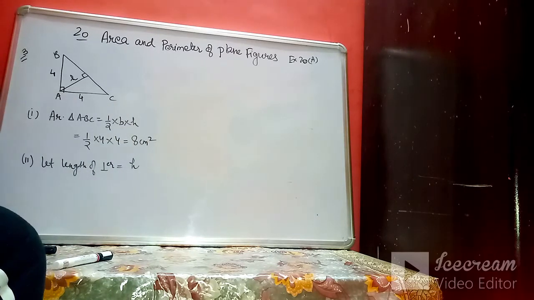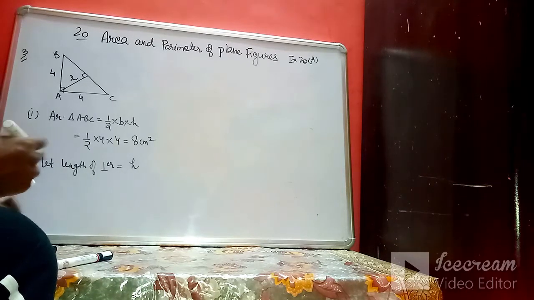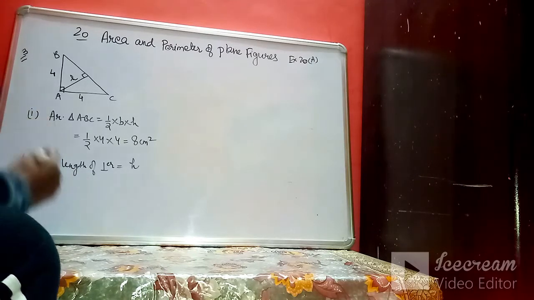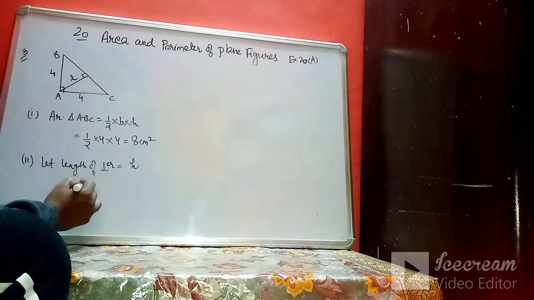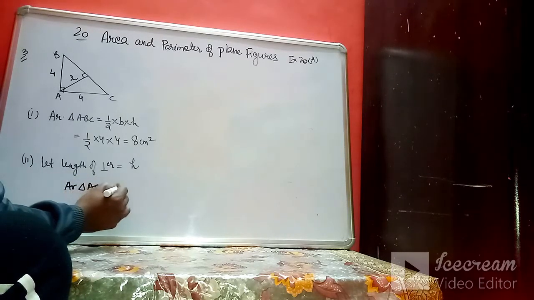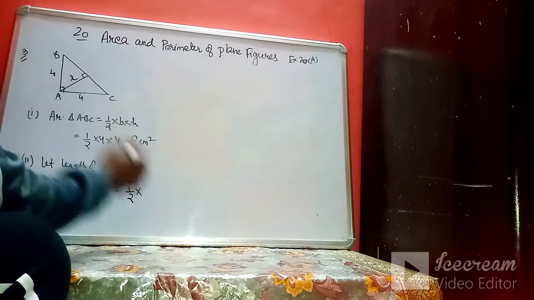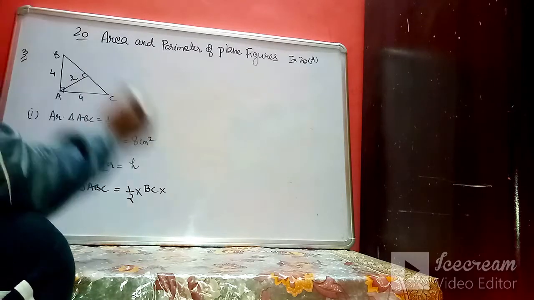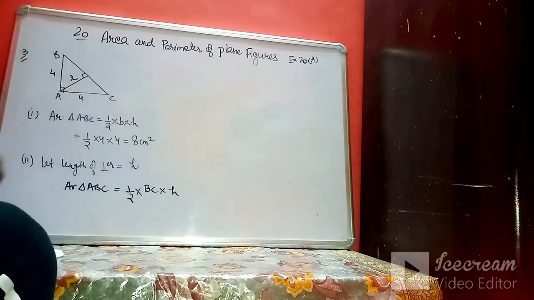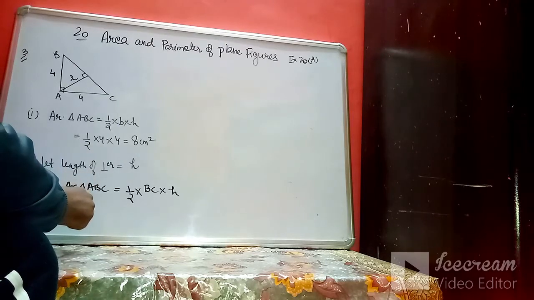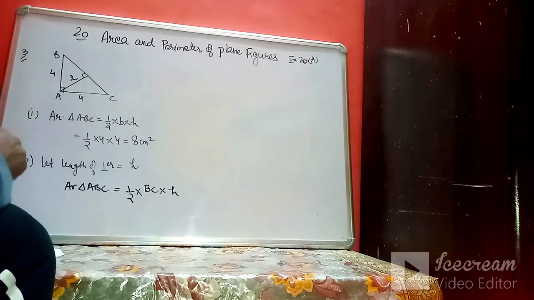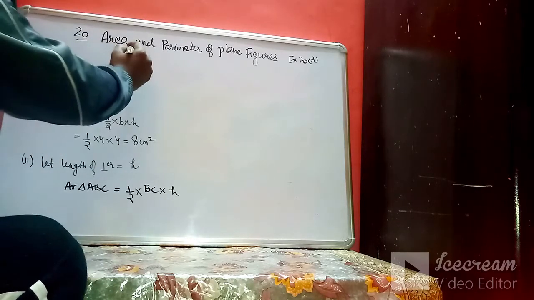So again we will use the same concept that we have used in the previous question. Area will remain the same. Since the area will remain the same, we can say that area of triangle ABC, we will take half. Base in this case becomes BC and this is h. Okay, so area we have, BC we do not have. So what we have to calculate? BC.